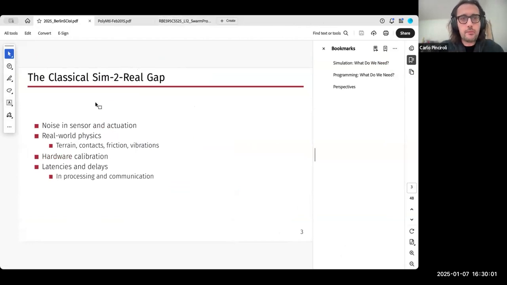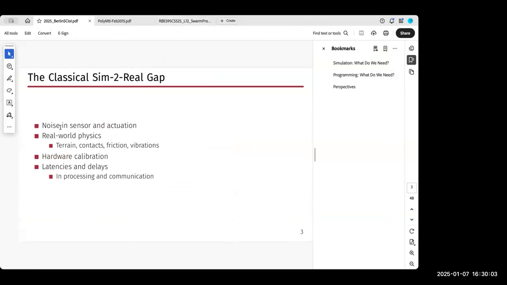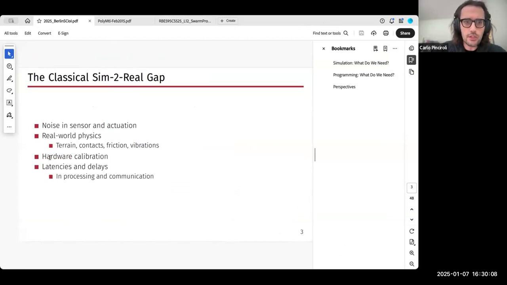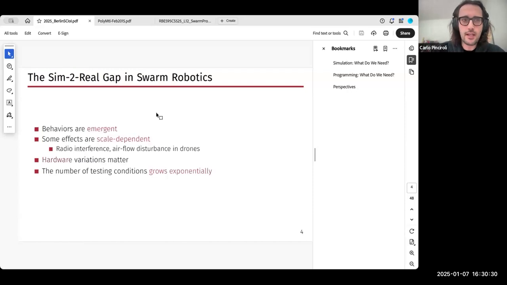The classical reality gap that you might know is that there's noise in sensors and actuations, there's real-world physics to consider, there's hardware calibration, there's latencies and delays in processing and communication. That is the boring classical sim2real gap. It's not so interesting, meaning that it is obviously interesting, it's obviously very hard, and there's people dedicating entire PhDs to it. But swarms are special. Swarms are special because there's extra challenges that nobody else has. In particular, we have the fact that we have emergent behaviors.